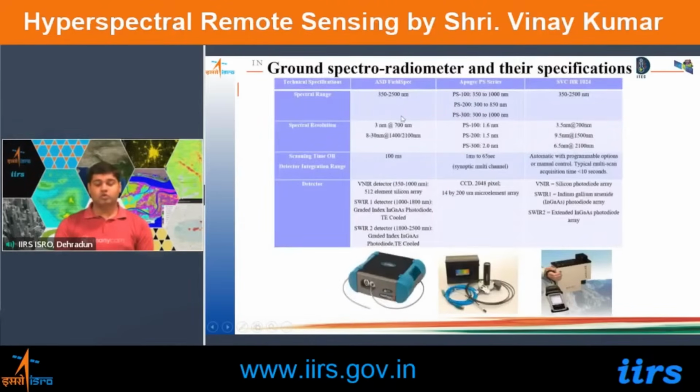Now coming to ground spectroradiometer and their specification. Normally these spectroradiometers are used for collecting the spectral reflectance curve. These are three different companies' spectroradiometers: one from ASD, then this one from APOSI, and this one is the SVC HR1024 spectroradiometer.